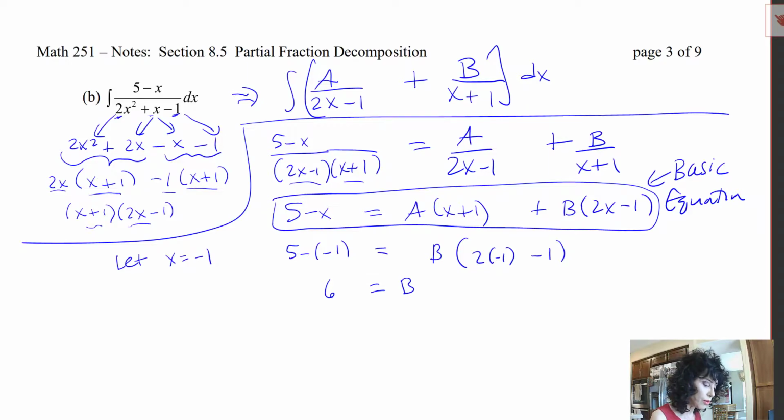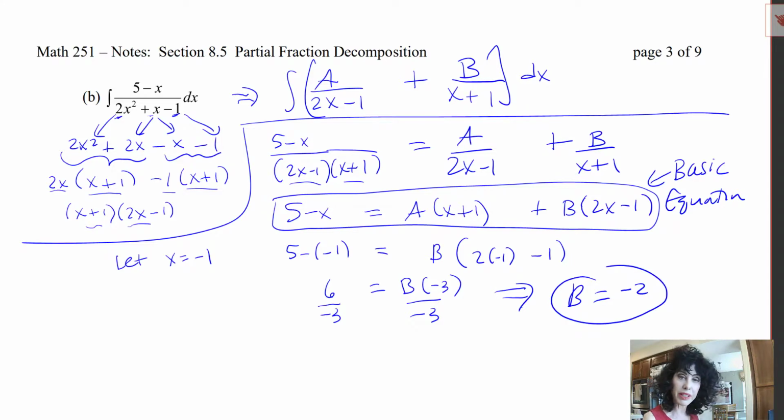Negative 2 minus 1 looks like it's negative 3. And so solving for b by dividing both sides of this equation by negative 3, and when we reduce to lowest terms, we get that b is equal to negative 2. Okay, we got one of the unknowns.